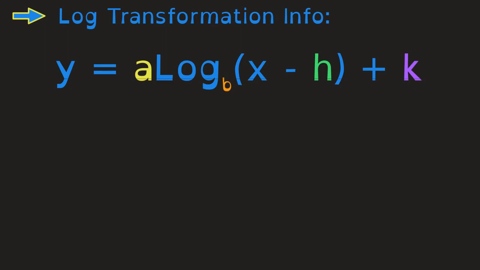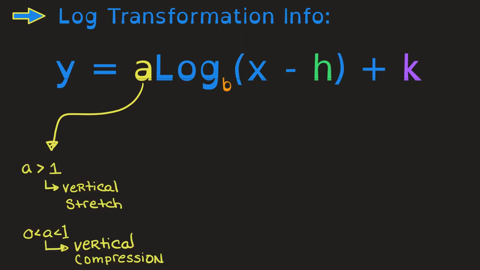Okay, so log transformation information. y equals a times the log base b of x minus h, and then plus k on the outside of the parentheses. So let's go over each part and what it does, just to kind of recap. Hopefully this will be just review for a lot of you. All right, so let's talk about a. If a is greater than 1, then we know we're going to have a vertical stretch. If a is between 0 and positive 1, then that means you're going to have a vertical compression. And then let's talk about b. What do we know about b? b is your base. If for some reason you don't have a value for b and it's written log of x minus h, then your b is understood to be 10.